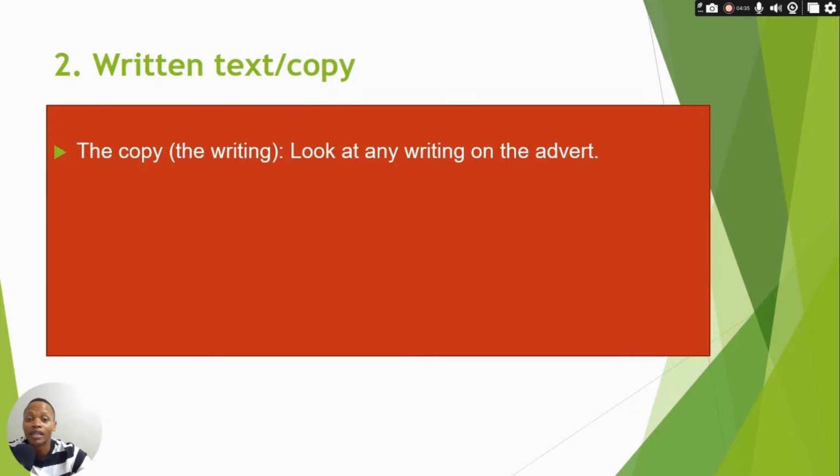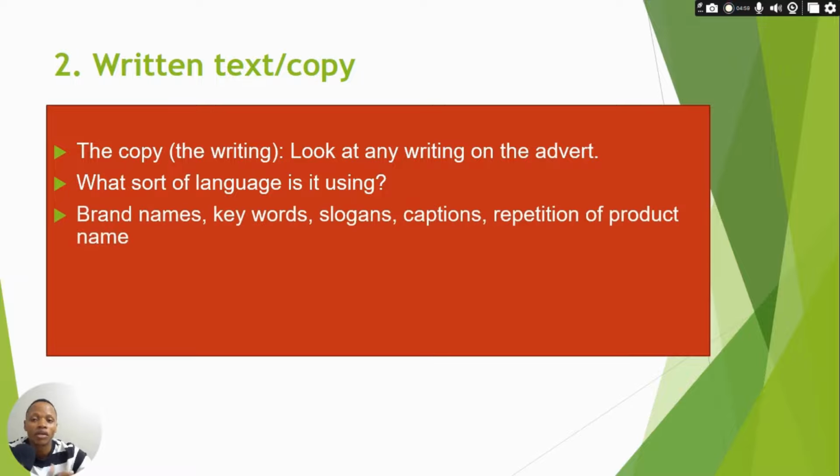And then after that, you need to check the written copy. This is what you need to look for. This is basically the writing. Look at any writing on the advertisement. Remember, you need to read everything on that paper. Everything. You need to be mindful of each and everything, because everything that's there in that advertisement is there for a reason. Now, also you need to check what sort of language it is using.